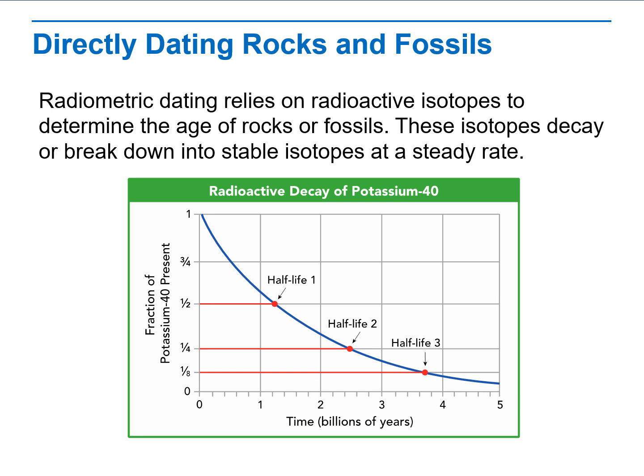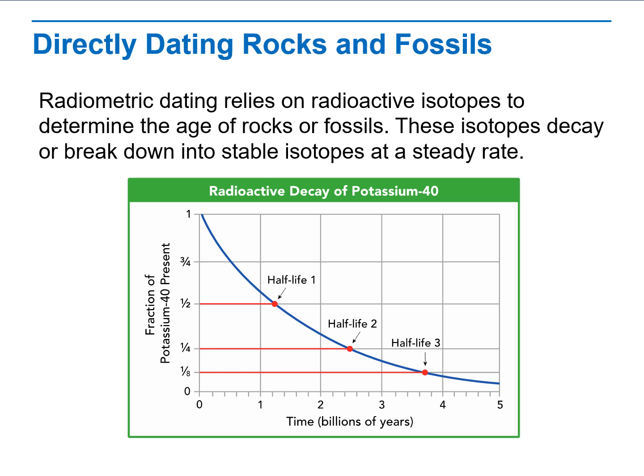One way to date rocks and fossils and come up with a precise estimate of the date is called radiometric dating. Radiometric dating relies on radioactive isotopes, which decay or break down into stable isotopes at a steady rate. A half-life is the time required for half of the radioactive atoms in a sample to decay. Radioactive dating uses the proportion of radioactive to stable isotopes to calculate the age of a sample.